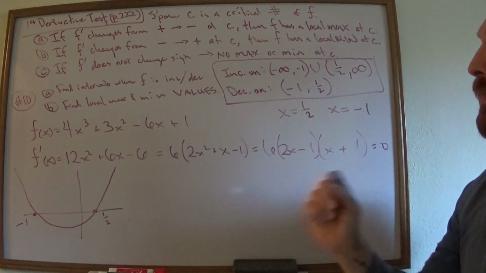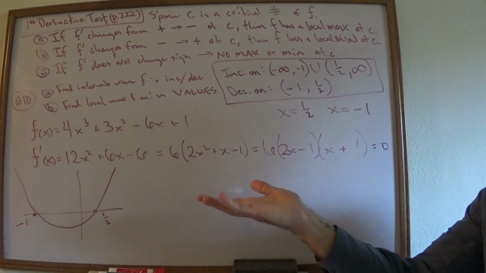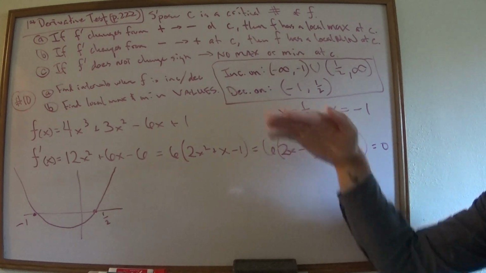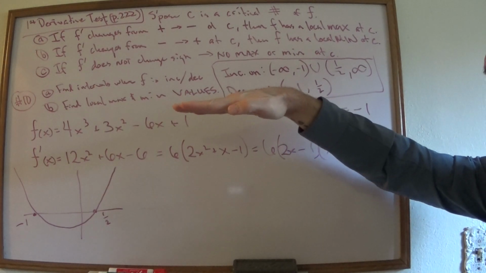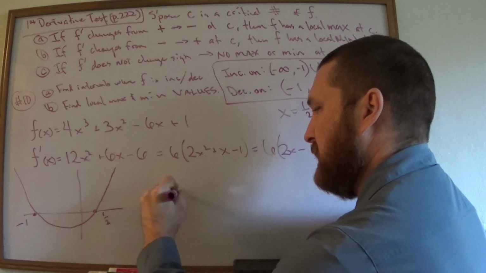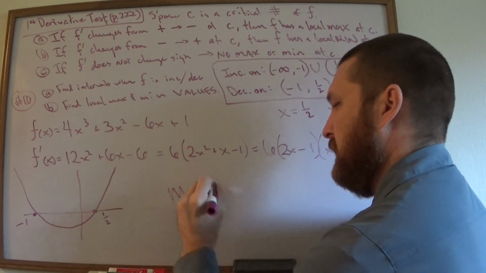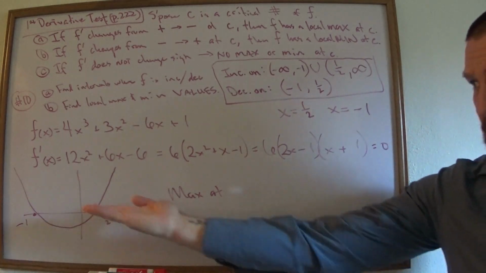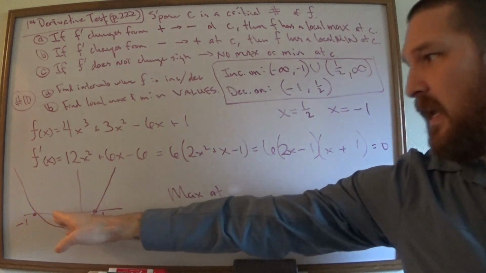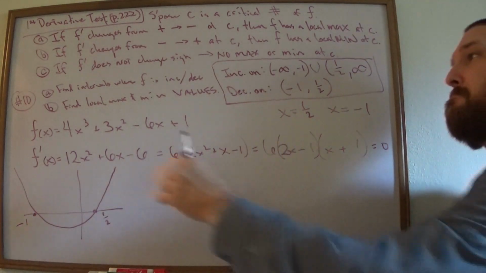Now we want to find local max and mins. We know where they must occur, right? They have to occur at these two points. That's the only place where the slope is 0. So which one is the max? Well, how about we look at the geometry and you tell me. We have a positive slope going to a negative slope. That would be the max.